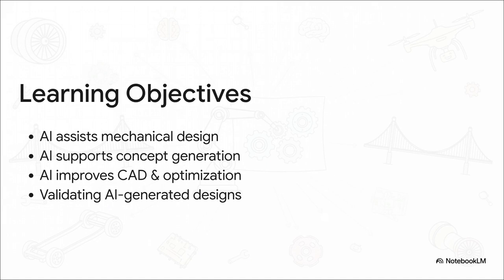By the end of our time together, you're going to have a solid grip on 4 key things. We'll cover exactly how AI assists design engineers in their day-to-day, how it actively supports early-stage concept generation, how it improves CAD and design optimization, and, this is a big one, how we as human engineers absolutely must validate these AI-generated designs to make sure they're safe and functional.